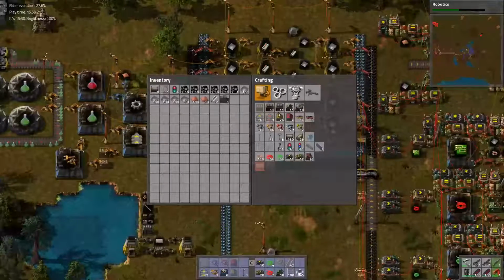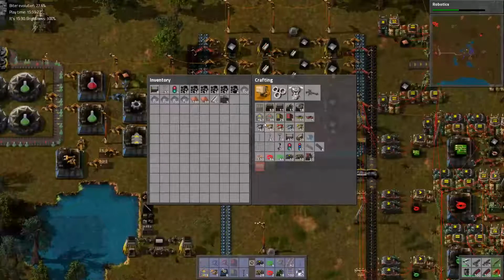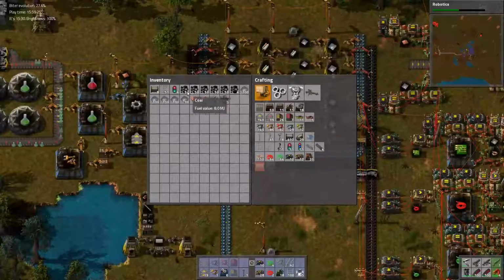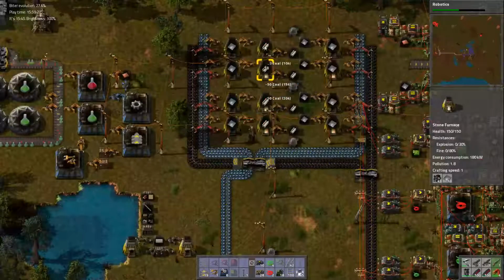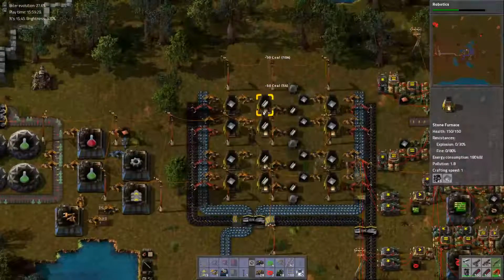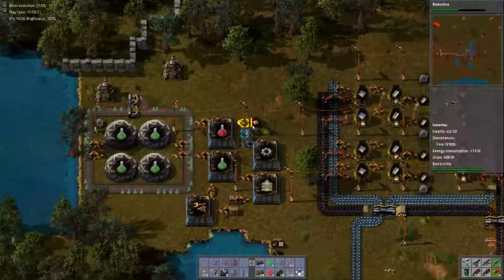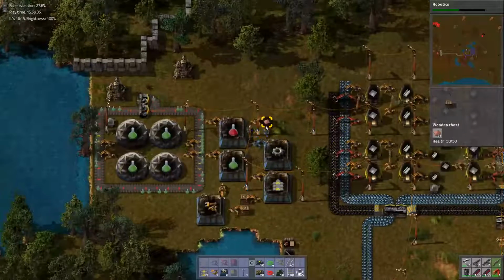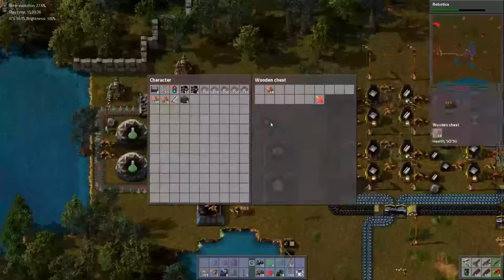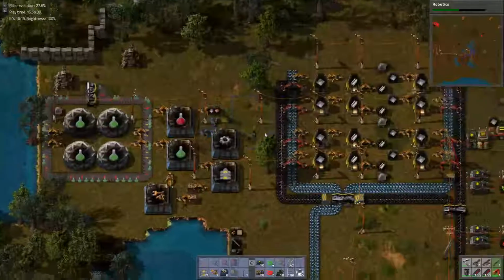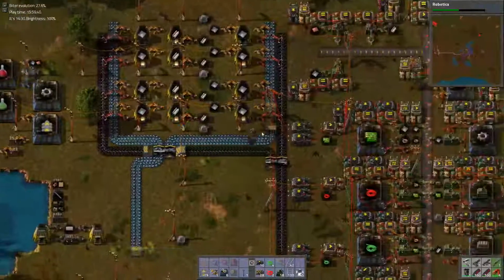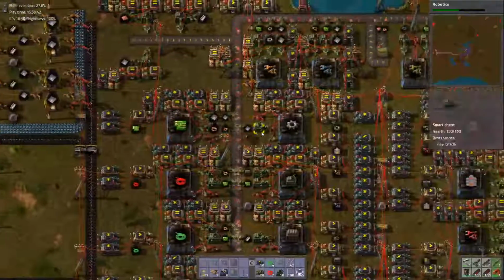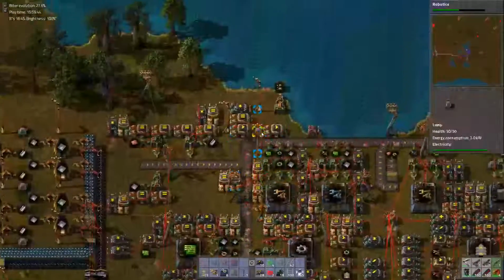What's going on with robotics over there? Looks like I ran out of red somewhere along the way. Did I only put half the requisite? I probably only put half. How many do I need? 100, so throw another 100 in there. Should have had 200 iron. Yeah, come to think of it, I think I only put 100 in.